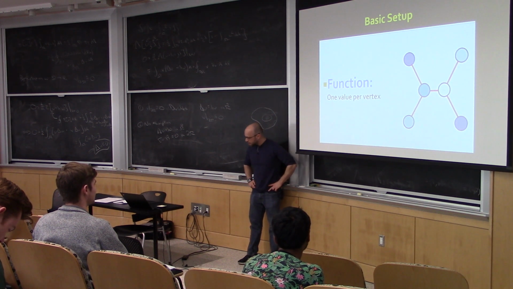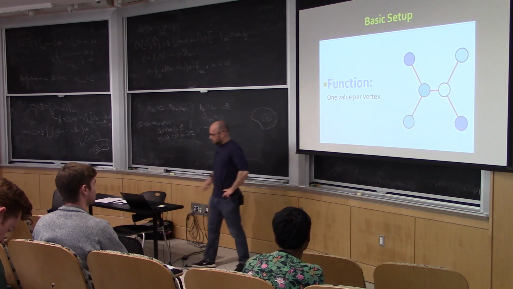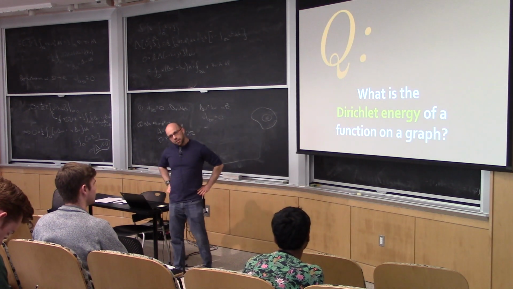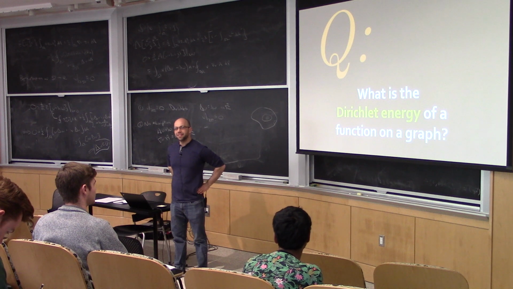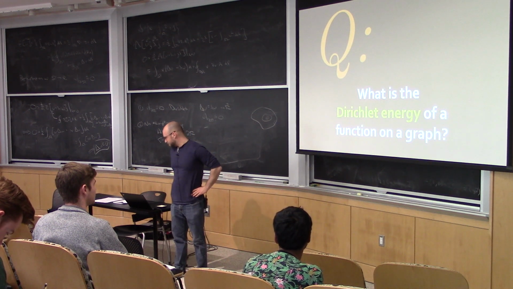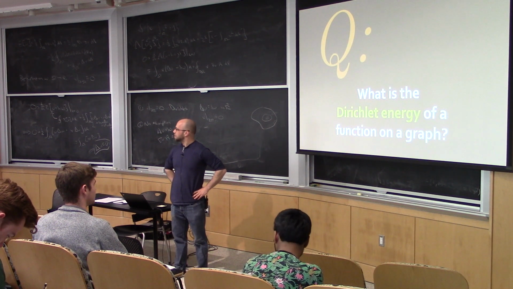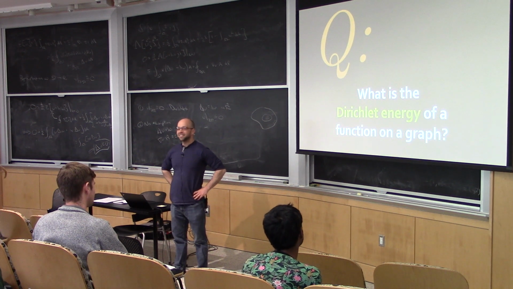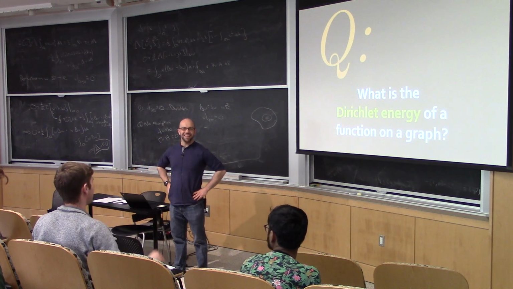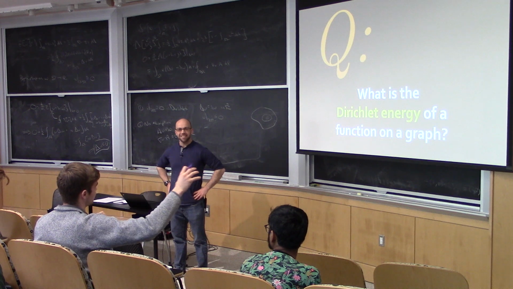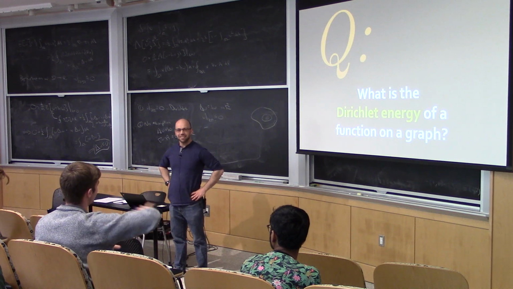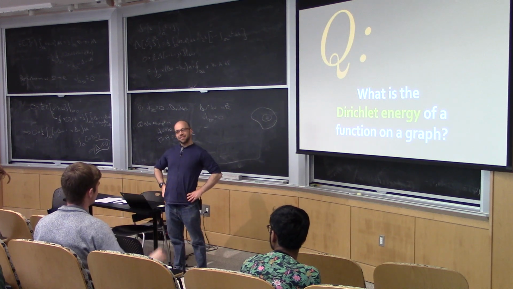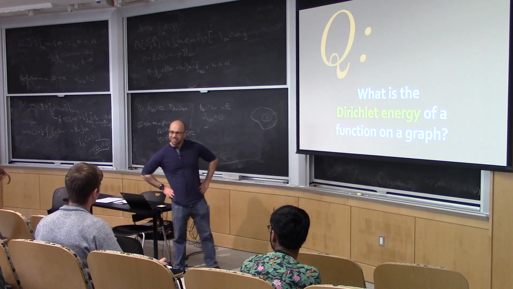Yeah? Okay. So here's a question. If a function is an assignment of one value per vertex of a graph, what is the variational energy? What is some reasonable way to measure its smoothness? Any ideas? Don't all speak at once. Yeah. Well, it might be the change between a vertex and all of its neighbors, because that's sort of like the second derivative of a graph. Yeah, in fact, you kind of jumped over a step.